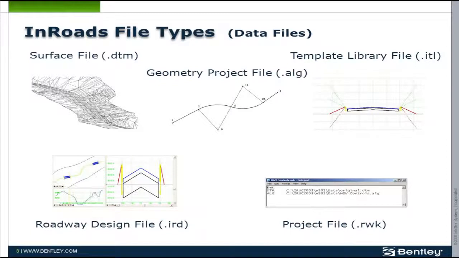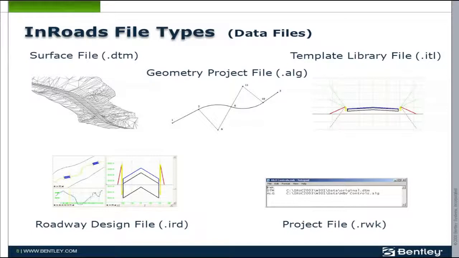Secondly, the geometry project files, or ALGs, are your alignments. They house your vertical and horizontal alignments, as well as COGO points. In the top right, we have the template library files. These files store templates and components. You see here a typical section of a roadway with the cut and fill lines as well as the roadway components. These templates are then dropped into the roadway design files using the roadway designer.